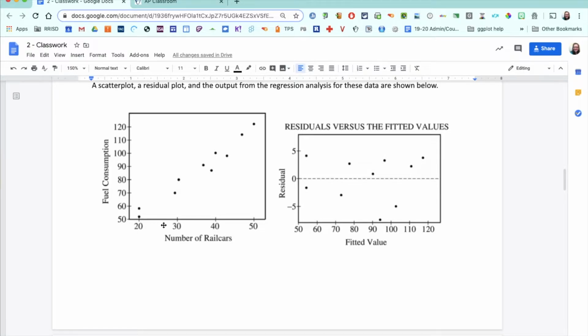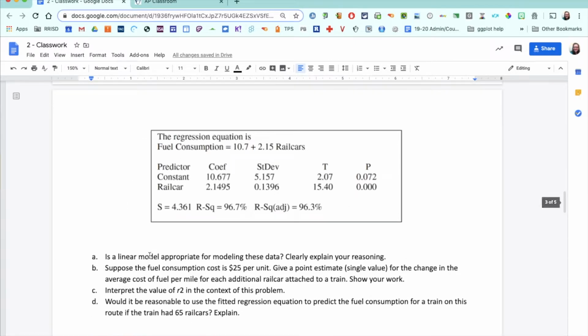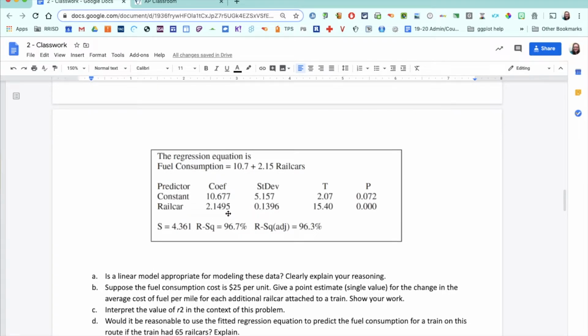So when we talk about slope, we say for each increase of 1 unit in x, the model predicts an increase or decrease of slope units in y. So for this one, if I were interpreting the slope, I would say for each increase of one rail car, the model predicts an increase of 2.1495 in fuel consumption, whatever that unit is. So part B is saying that the fuel consumption cost is $25 per unit. So to figure out that average change in cost per mile for each additional rail car, all I have to do is some simple multiplication and then explain why I did that.